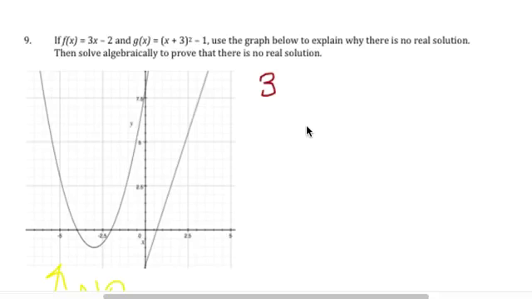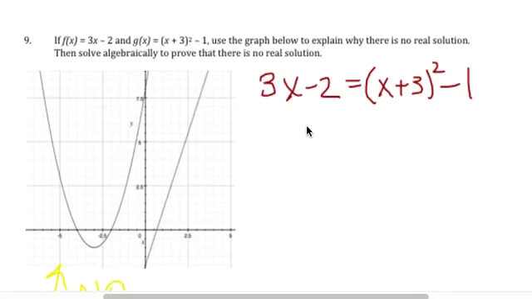Because if we were solving algebraically, we would write 3x minus 2 equals the quantity x plus 3, squared, minus 1, right? Okay, this is going to take quite a bit of work. The bell's going to ring, so I need you guys to stay focused so we can get through this one. Video listeners, ignore the bell.